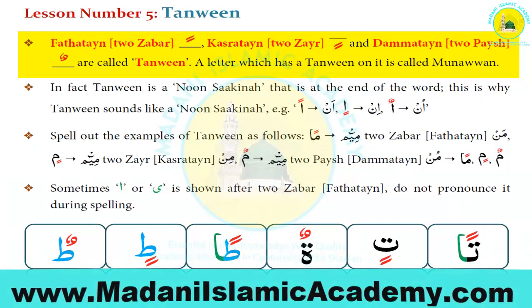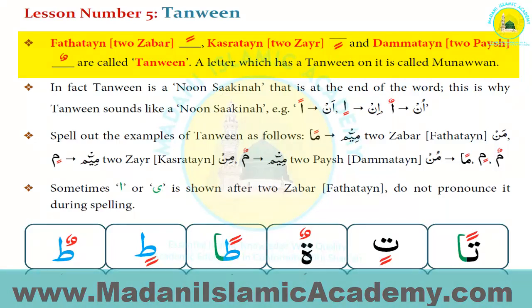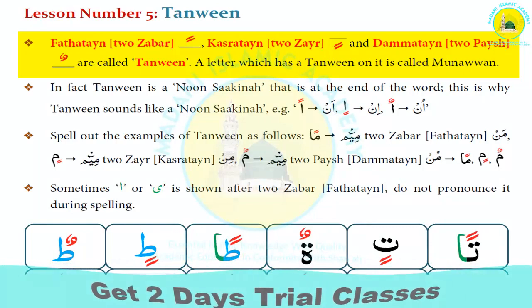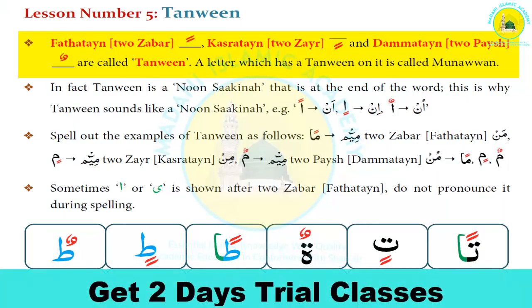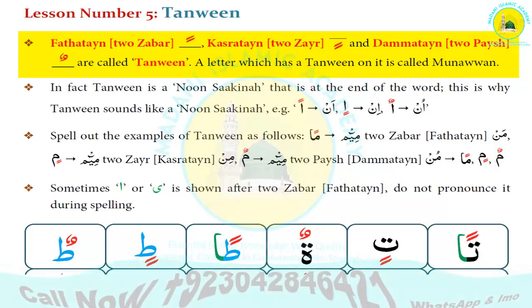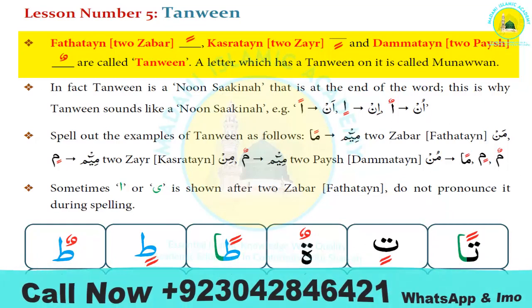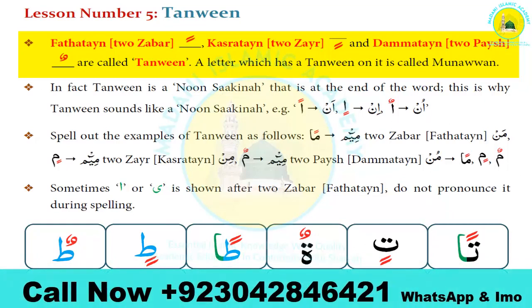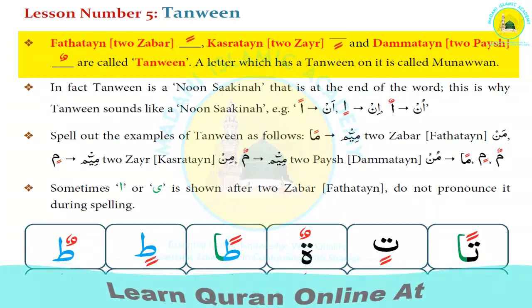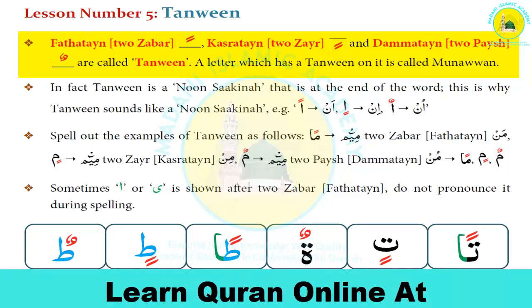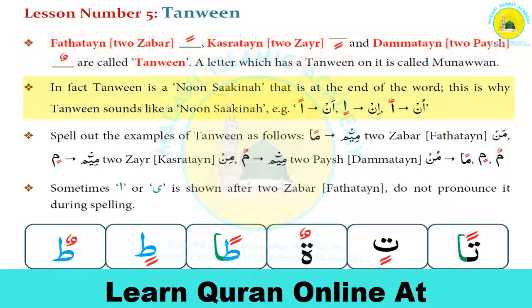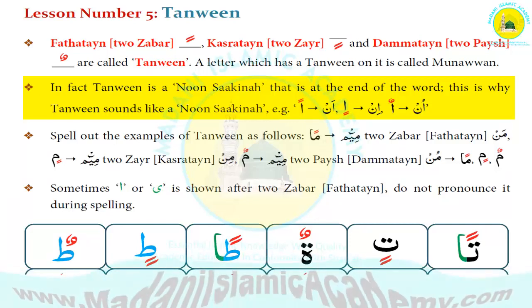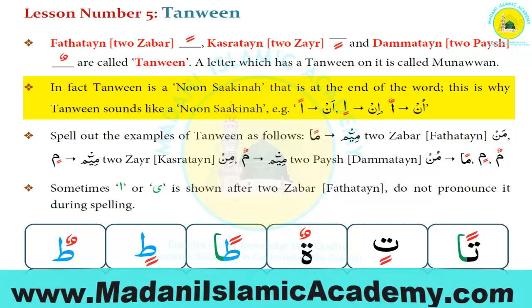So we add that tain at the end. So do zabar, do zer, and do pesh. Two zabar, two zer, and two pesh are called tanween. A letter which has a tanween on it is called munawwan. So a letter that has a tanween is called a munawwan letter. So basically any letter that you see that has two zabars, two zer, or two pesh, we're going to call that letter munawwan. Now, in fact, tanween is a noon sakin that is at the end of the word.